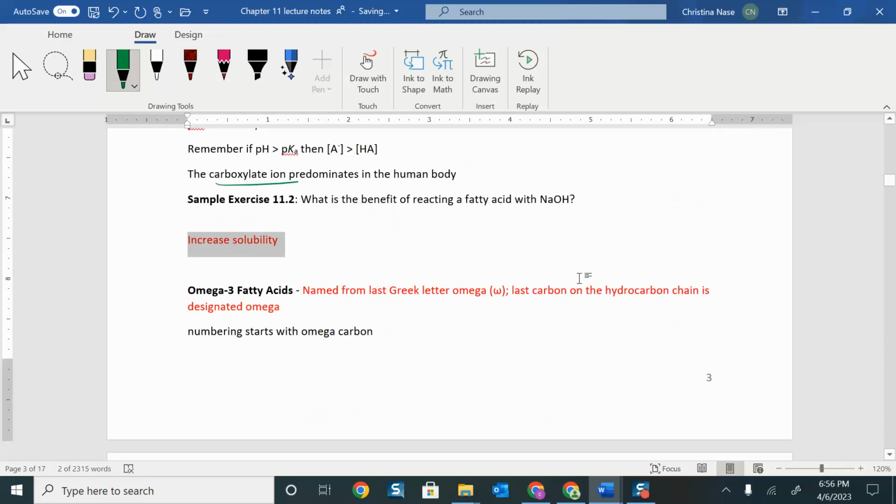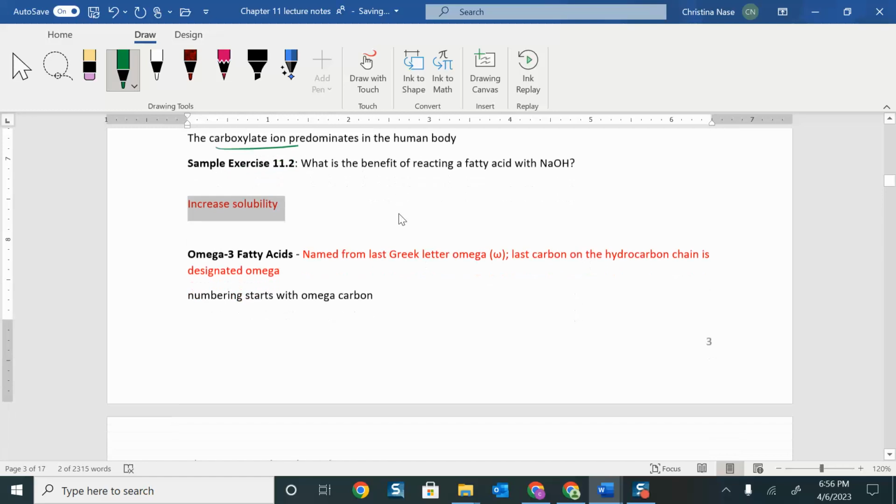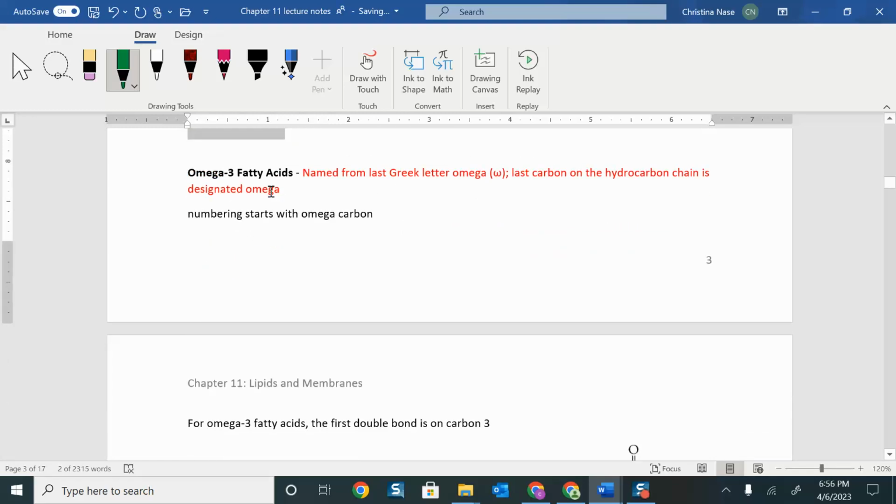All right. One more thing that we want to talk about in this chapter is looking at omega-3 fatty acids. You may have seen those in the news. Maybe you take fish oil supplements and you've seen those on there, or you've heard about some of the benefits of taking omega-3 fatty acids. We'll go over how we name them.